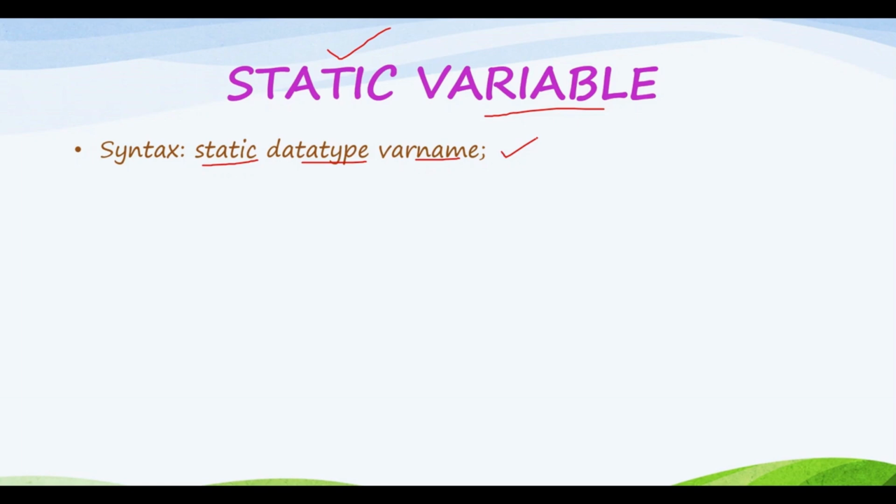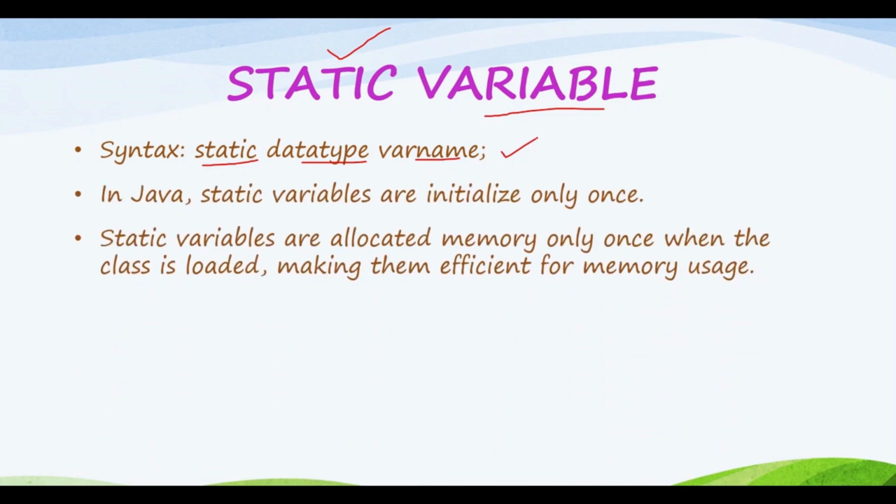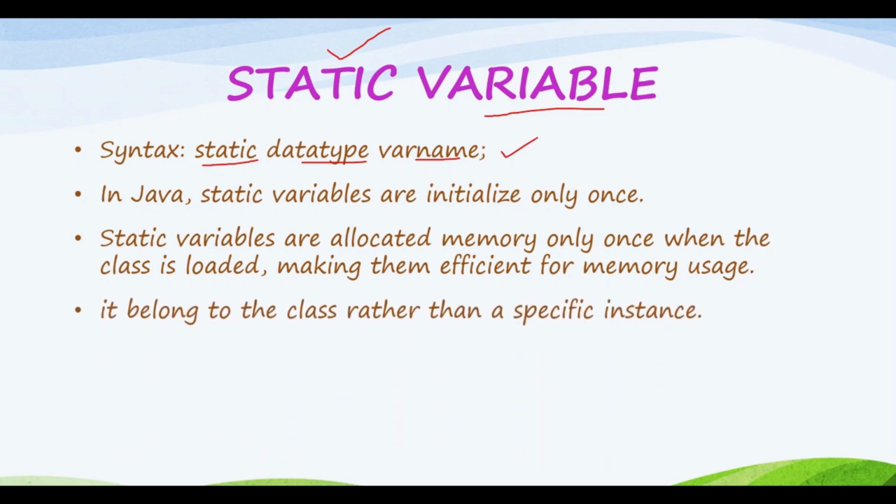So what is the specialty of this keyword? It is initialized only once. Also it has a shared memory across the objects. Additionally, it belongs to the class rather than a specific instance. Why? Because it works for the class, not for each object. It is shared among all the objects which we create for the class.